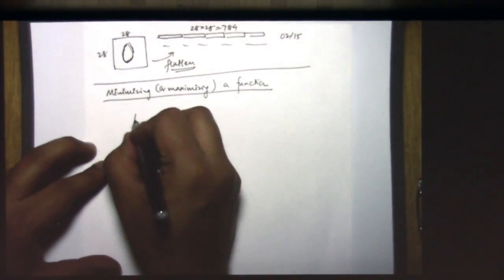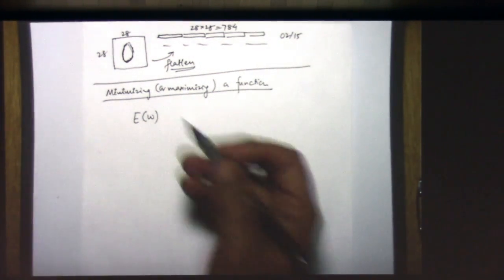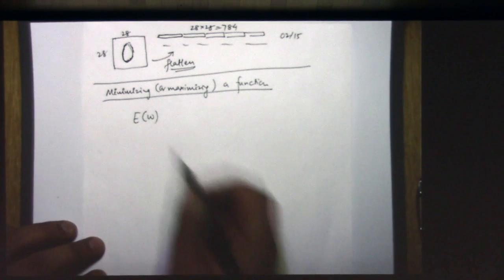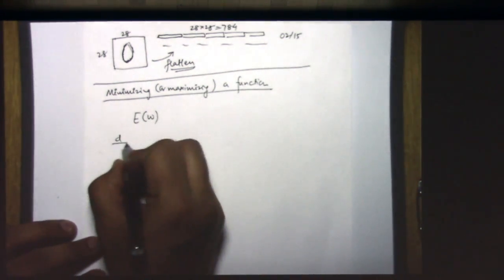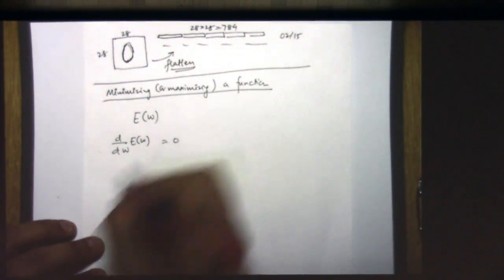So let's say you have some function E of W, and you want to find the W at which this value is minimum, E of W is minimum. So one way I said was, you can take the derivative dE/dW, and set it to 0, right?